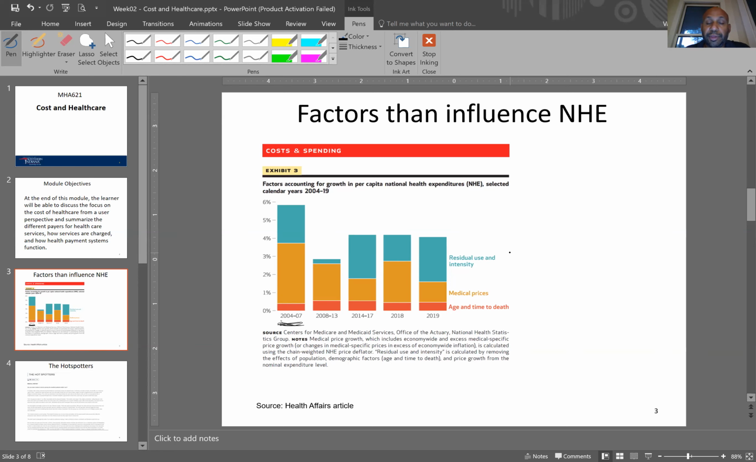It essentially summarizes the three primary factors that account for the growth in per capita national healthcare expenditures, so per individual, but from a national perspective: residual use and intensity, so how much use there is and the intensity of that use of healthcare services; the price of medical care, that's all medical care; and the age and time of death.